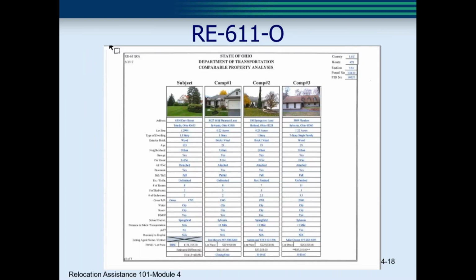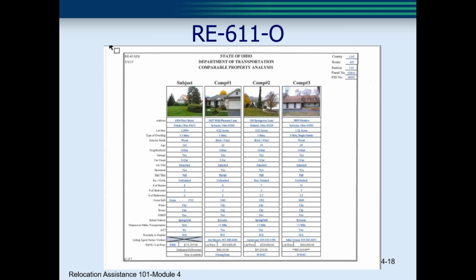So let's take a quick look at this RE 611 and the different sheets that go with it. This is your worksheet. On this sheet, you're going to compare the subject with the comparables you have chosen for the housing payment. As you will see, on the left side, there are the specific points of comparability. There are 15 that you are looking for when you're searching for a comparable home.